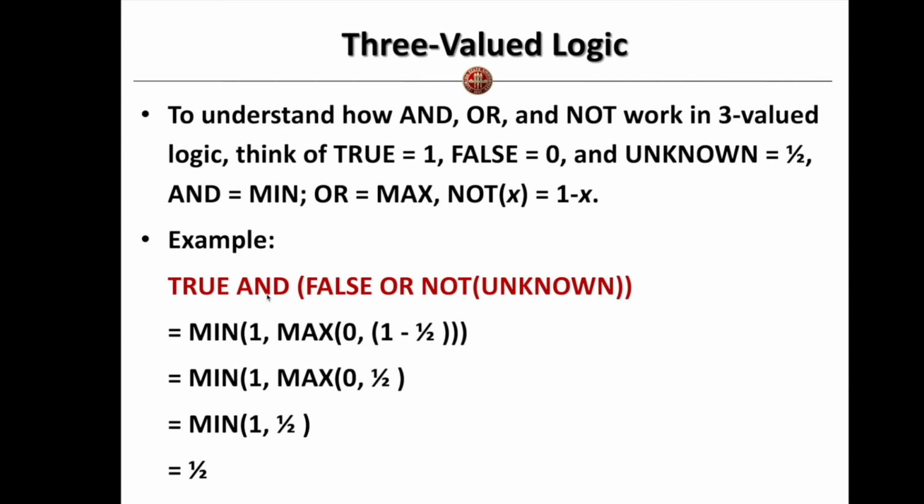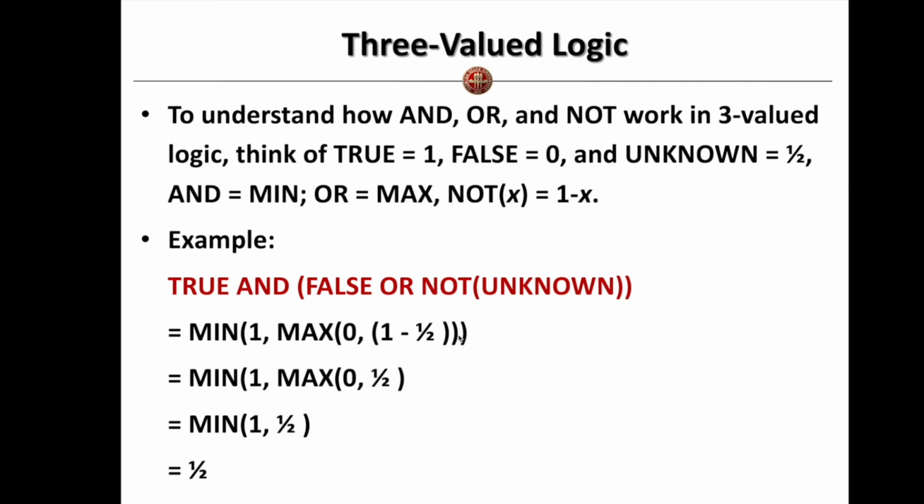And outside it, we have the and operator, right? We define and as a min function as well. So we have true equals 1. Therefore, we have min of 1 and, inside it, this expression. So we can translate this Boolean expression into an elementary algebra expression: min of 1 and max of 0 and 1 minus 1/2.